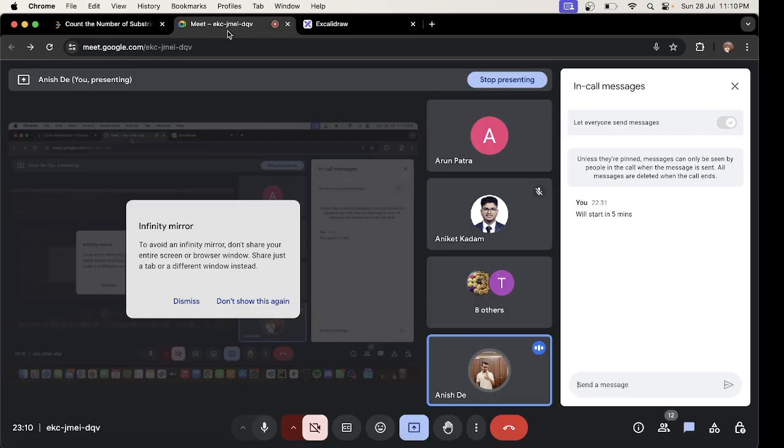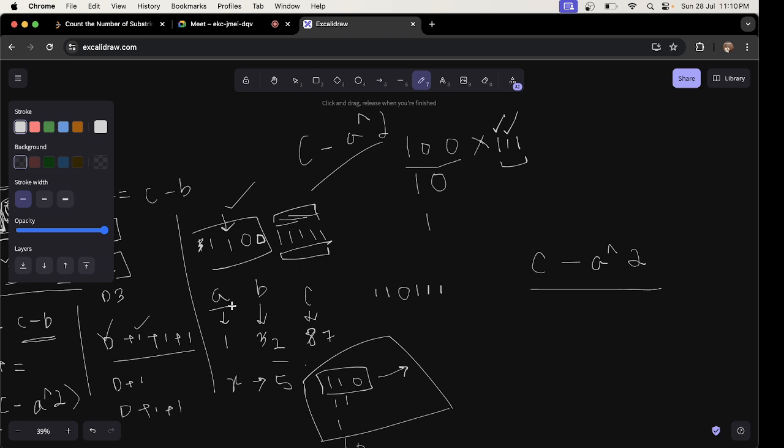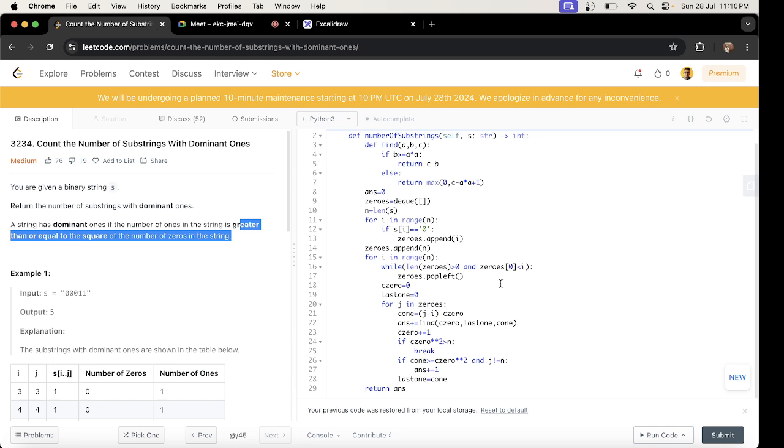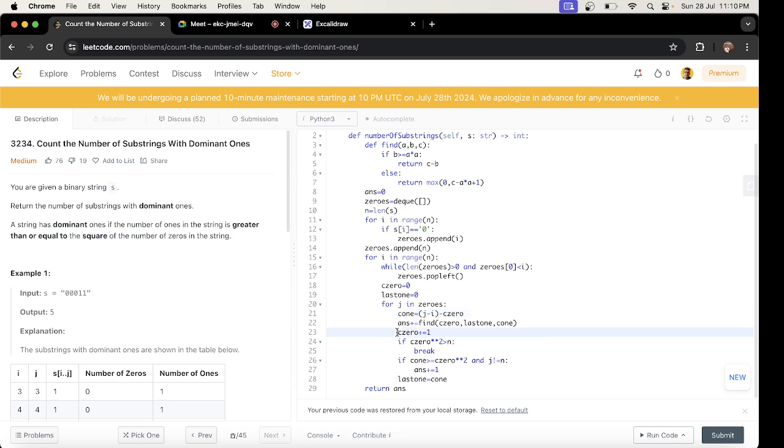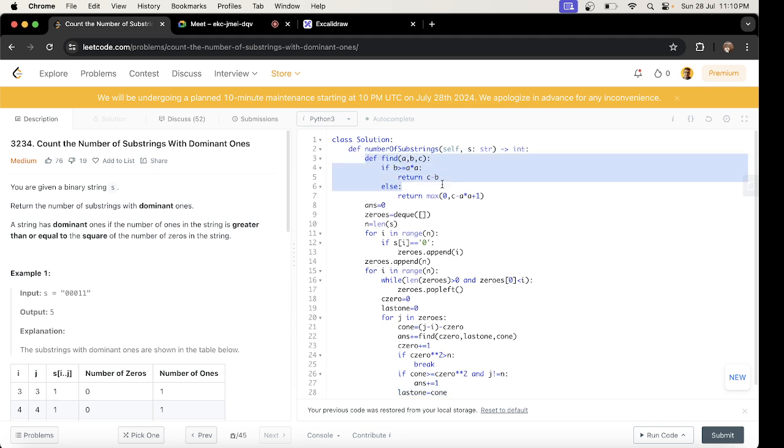And one more optimization here is that if the number of zeros is greater than root 10, we'll simply break out of the loop, because I already told that when the number of zeros is greater than root 10, you can't have a dominating string. So this is the basic implementation: I am calculating the number of ones and the number of zeros, and the number of ones in the previous thing. And this is the thing I explained here, that with A, B and C, how you calculate the dominating strings.